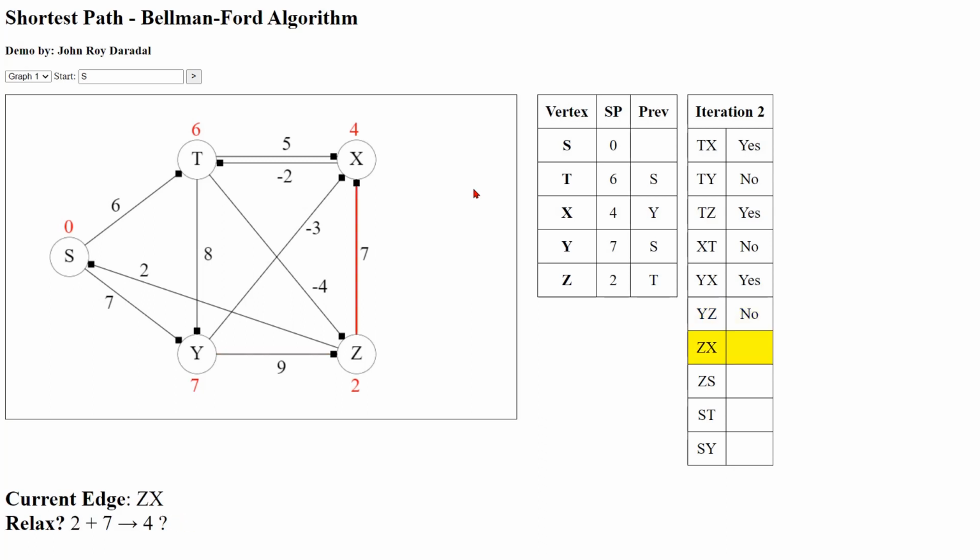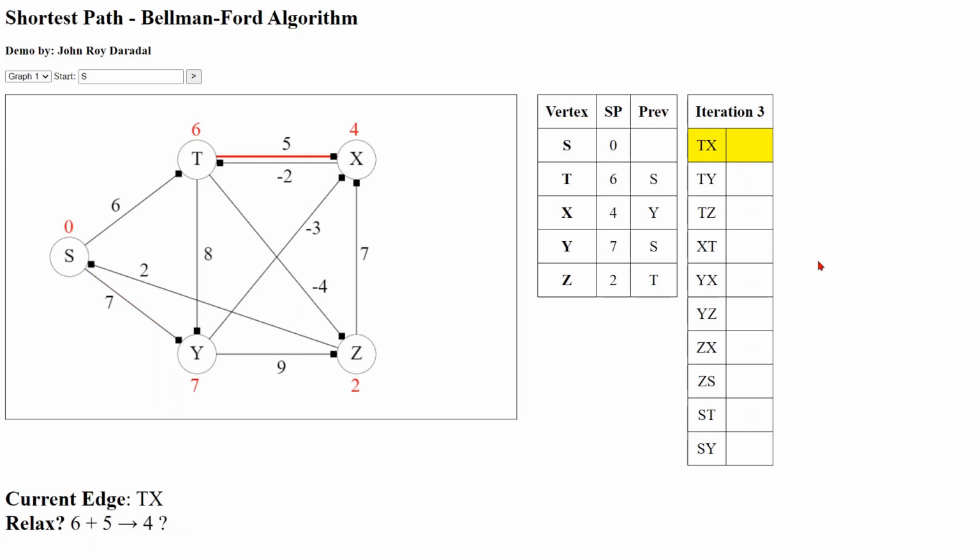Zx, 2 plus 7 is not better than 4, so skip. Zs, 2 plus 2 is not better than 0, so skip. St stays the same. Sy also stays the same. So we're done with the second iteration, but we had some relaxations in the previous round, so we'll continue with iteration number 3.